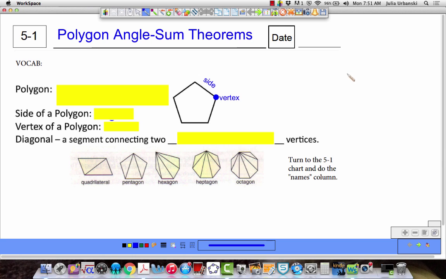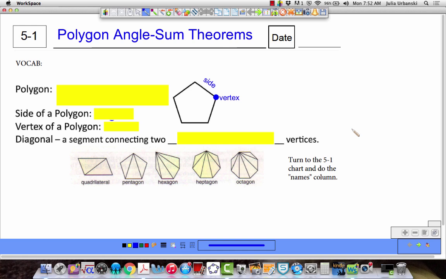Polygon angle sum theorems. Okay, we're dealing with polygons now. And in order to know what you're dealing with, you have to know what a polygon is and how it's different or why it's specific. So a polygon, write this down. There are 3 specific things about it.